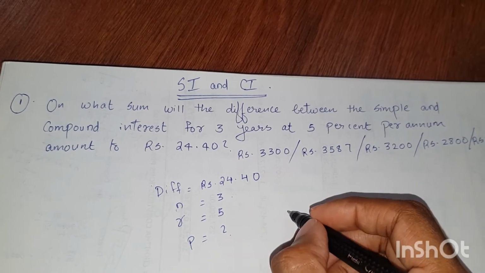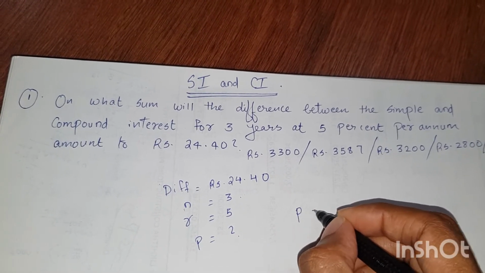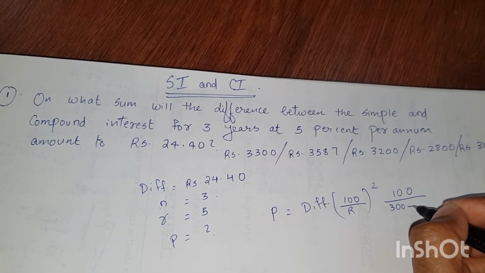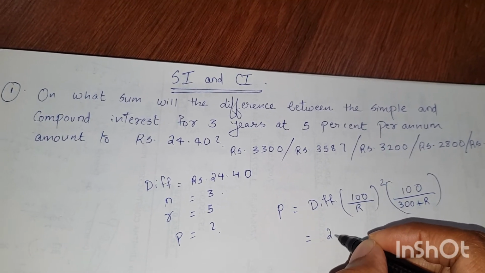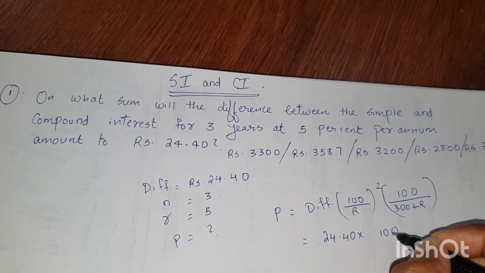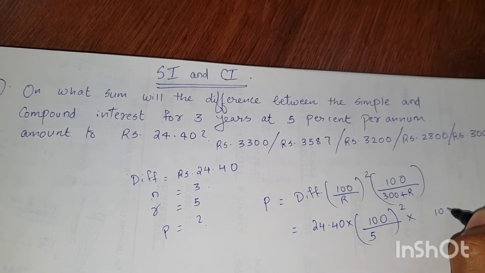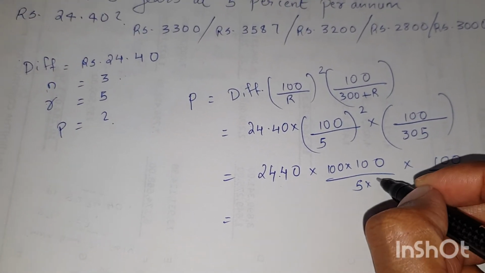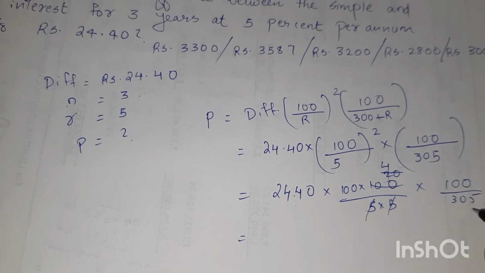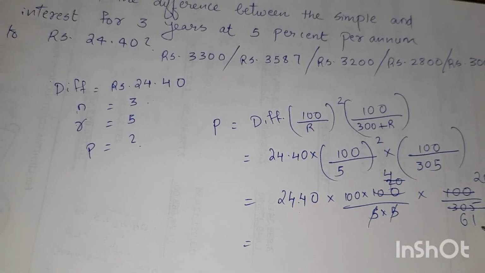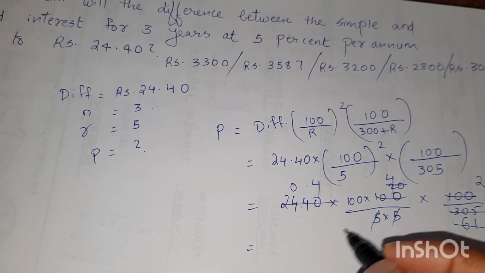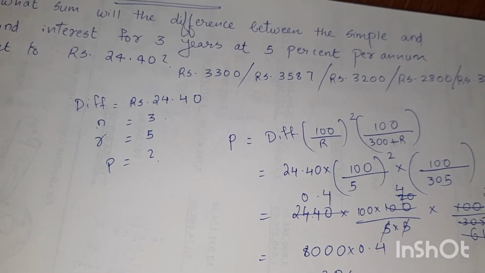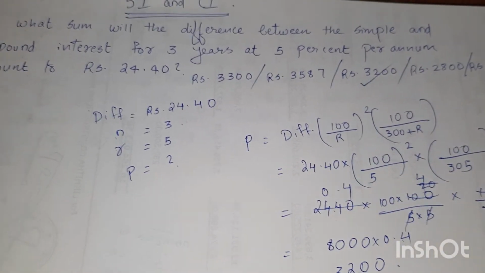And if n is equal to 3 years, we have the formula, right? What is the formula? P is equal to difference into (100 by r) the whole square into 100 by (300 plus r). The difference is 24.40 into (100 by r), r is 5, the whole square, into 100 by (300 plus 5), that is 305. On solving, 61 into 4 is 0.4. So the answer is 488,000 into 0.4, which is 3,200. So the sum is rupees 3,200.